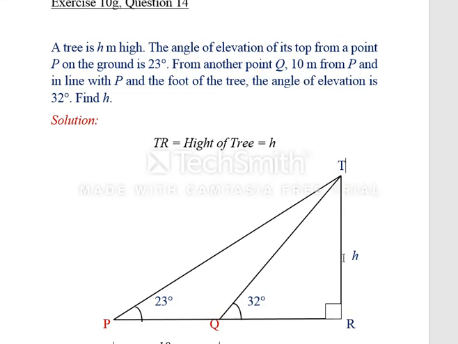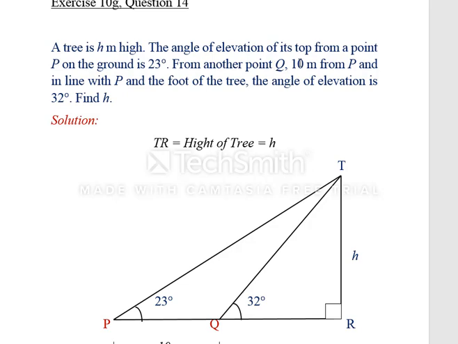This is the tree here. This line shows the tree TR. It is h meter high. The angle of elevation of its top from a point P on the ground is 23 degrees. This line is the ground line, and on this ground, this is point P. When we look up at the top of this tree from this point, the angle of elevation is 23 degrees.